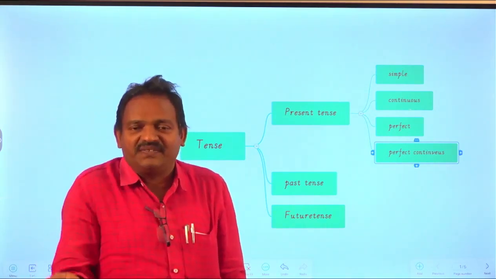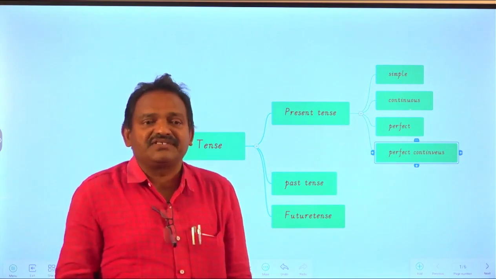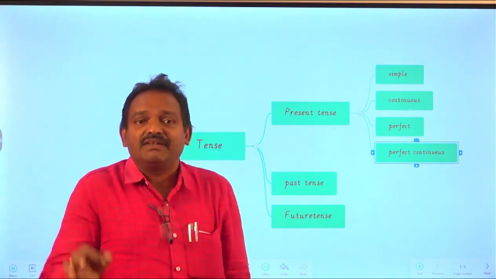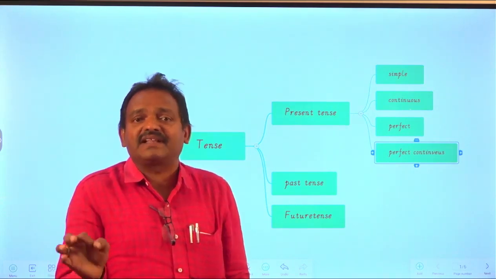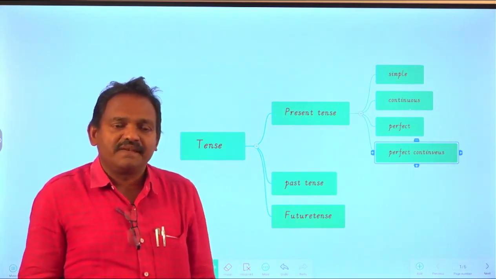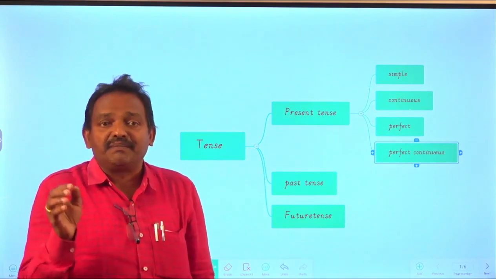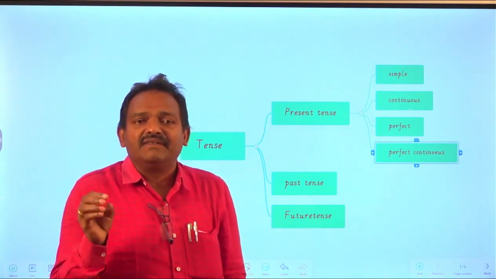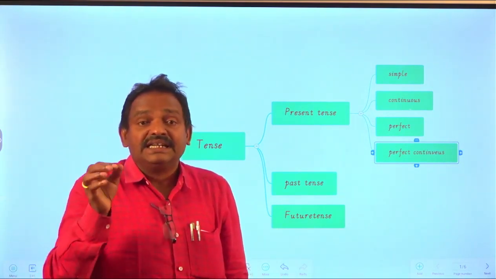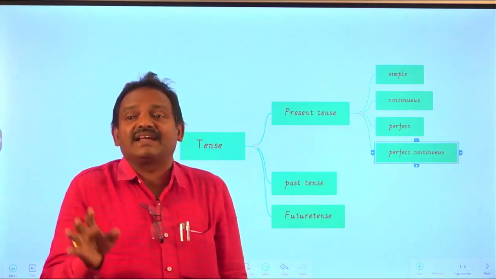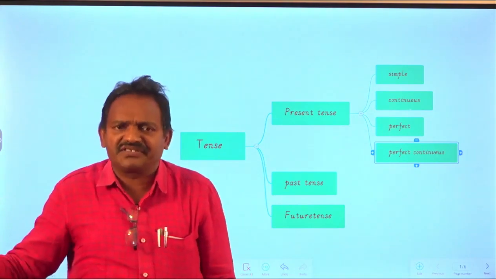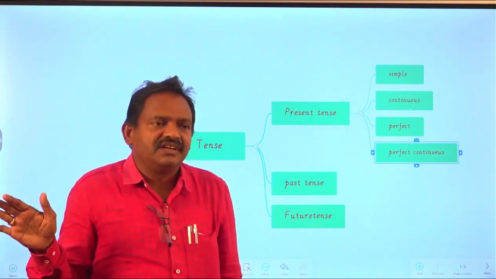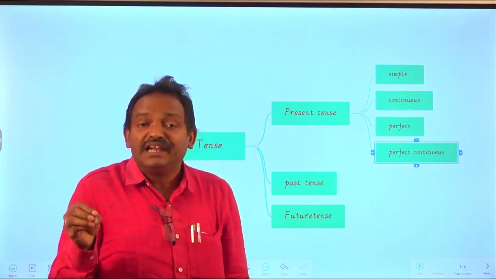What I feel is, in the simple present tense, the verb is unable to explain whether the action is complete or not. Once again, I repeat, in the simple present tense, the verb is unable to explain whether the action is complete or not. That means no completeness to the sentences. It is just a sentence. That's why it is called indefinite tense.